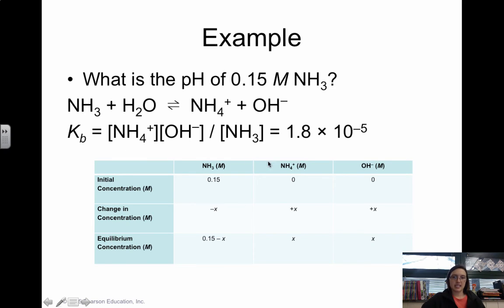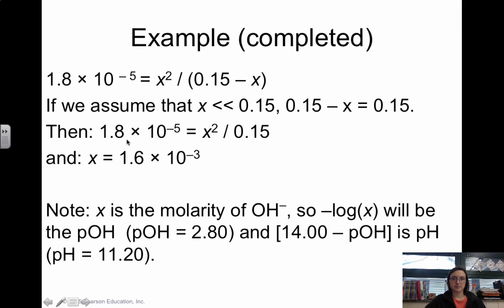Then we're going to make an ICE table. We found Kb to be 1.8 times 10 to the negative 5th, so we can plug that into our equilibrium expression. The initial concentration is 0.15 molar. We have 0 for our ions. We have minus x, plus x, plus x. So we have 0.15 minus x, we have x, and we have x. We plug these values at equilibrium into Kb.